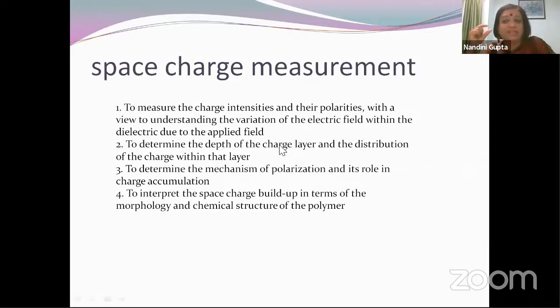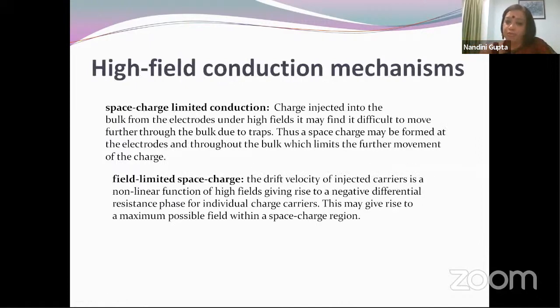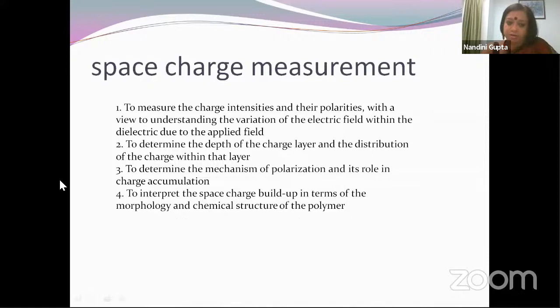So what are the levels at which charge accumulates? And what would be the space charge distribution in the presence of a particular electric field? And we also understand that the accumulation of space charge will determine the mechanisms of polarization and conduction. And therefore, we need to understand what is the behavior or the distribution of the space charge that has accumulated, not only on the surface.